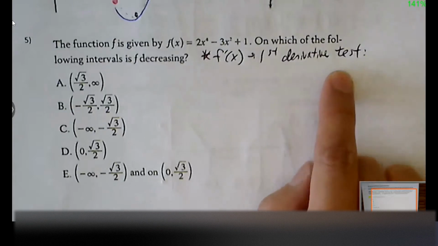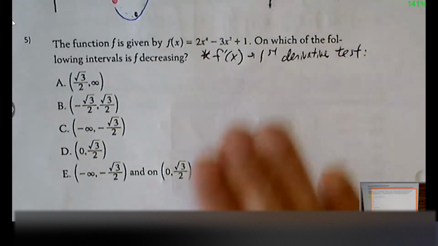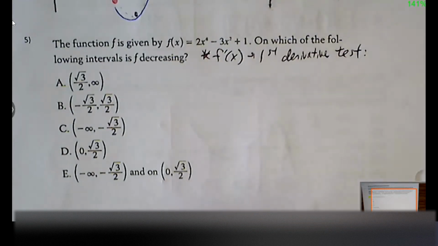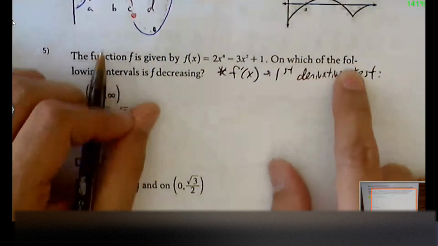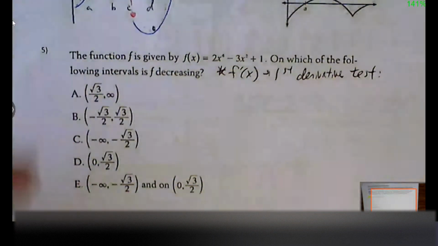We're gonna do this by hand. We're gonna set f prime equal to zero, create a sign line, test intervals. So on a problem like this, on the test, I'm going to ask you, go through the steps, show me everything. Obviously, you can use your calculator to confirm, but I need to see first derivative test steps.